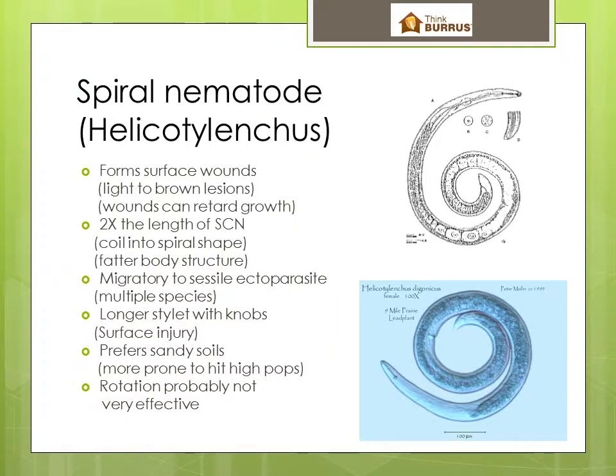Spiral nematodes are very similar both in size and in host range to lance nematodes. They feed on enough weed species that it's really hard to keep them in check with rotation. They're probably not a big yield reducer, though.